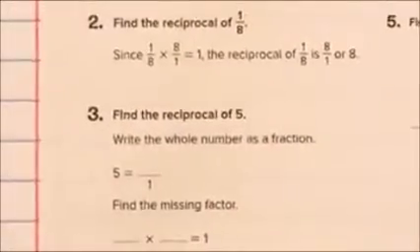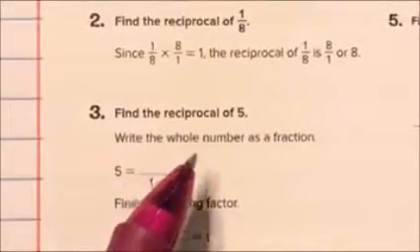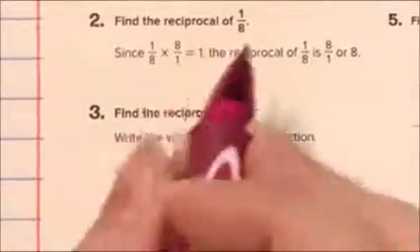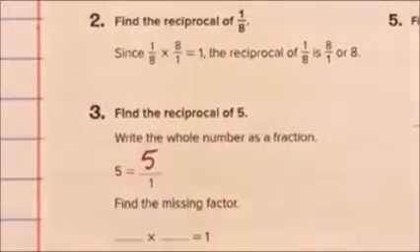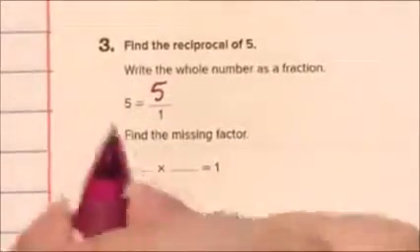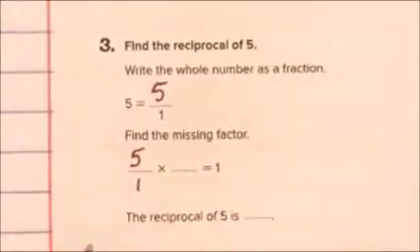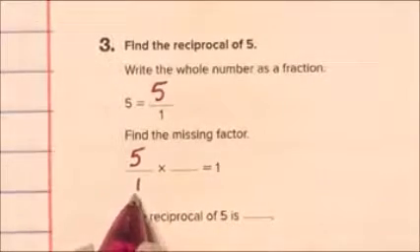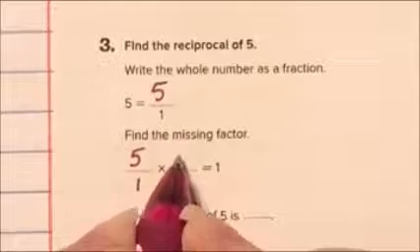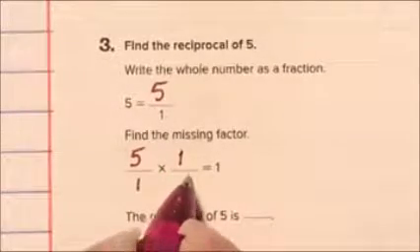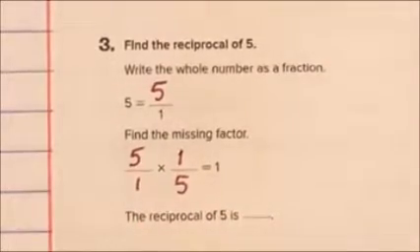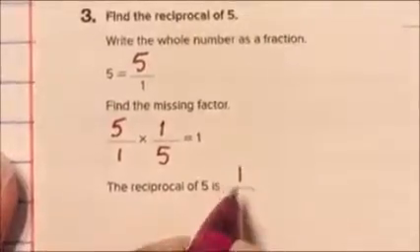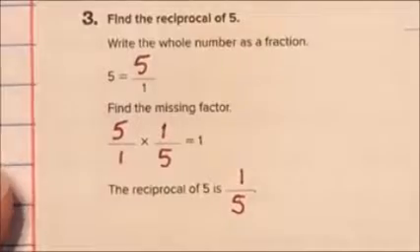Find the reciprocal of 5. So I'm going to write the whole number as a fraction. So 5 equals 5 over 1, right? So if I start with 5 over 1, in order to get to 1, I have to flip this. So 1 becomes my numerator, and 5 becomes my denominator. So the reciprocal of 5 is 1/5.